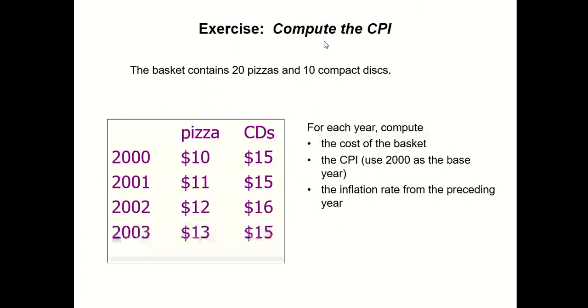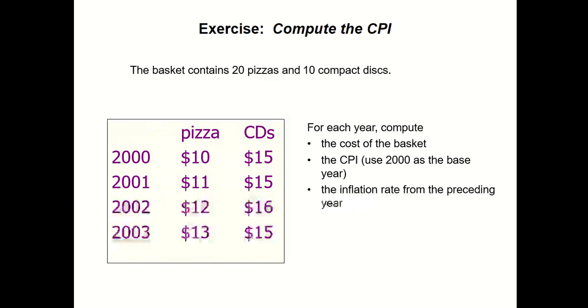Here is an exercise to compute the CPI. Information is given here. The basket contains 20 pizzas and 10 compact discs. And we have to calculate the cost of basket, CPI and inflation rate from the preceding years. So for each year compute the cost of basket, the CPI, use 2000 as the base year, and then compute the inflation rate from the preceding year.